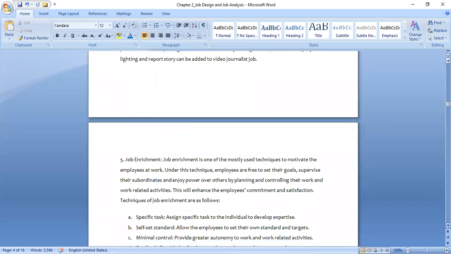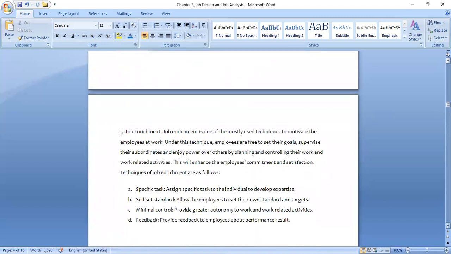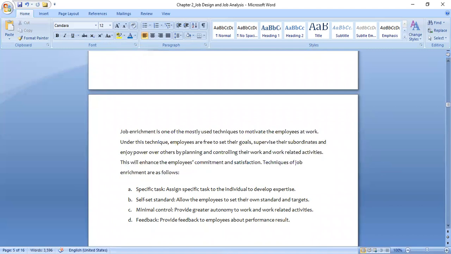Remember, we are looking at approaches of job design. Then we have job enrichment.